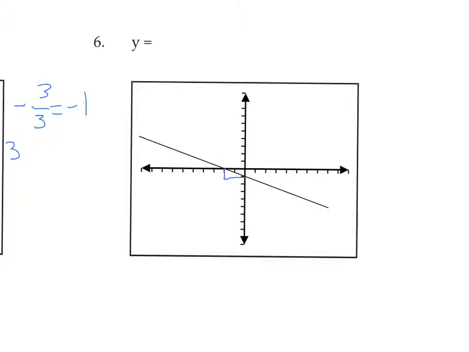Okay, here's our little triangle. The rise is 1. The run is 2. Rise over run. And is it positive or negative? Going downhill this time. So this is a negative 1/2 slope. Negative 1/2 x. Where does this cross the y-axis? At negative 1. So y equals negative 1/2 x minus 1.